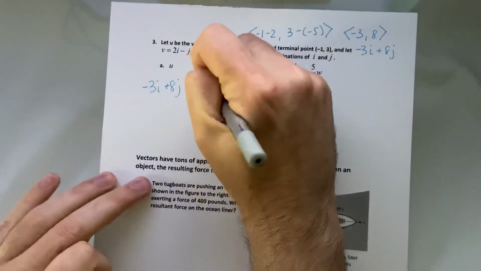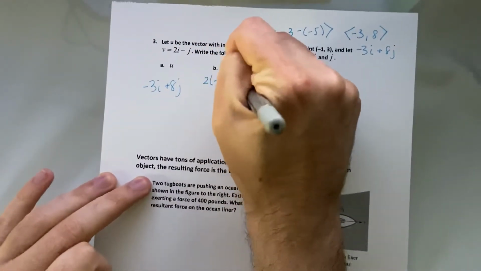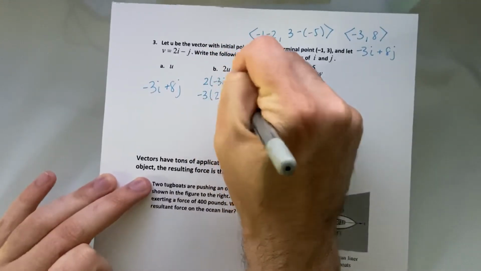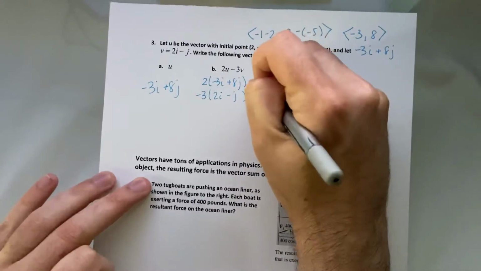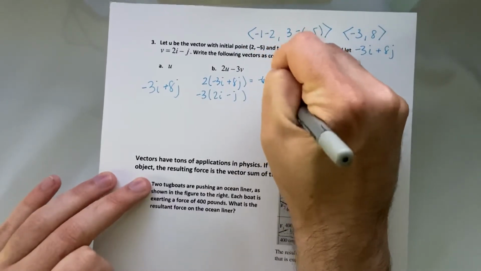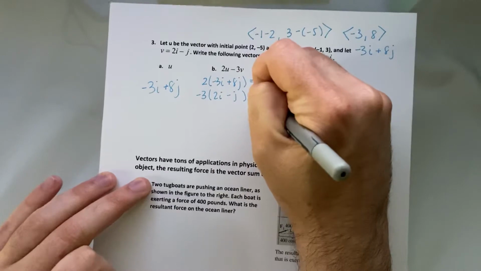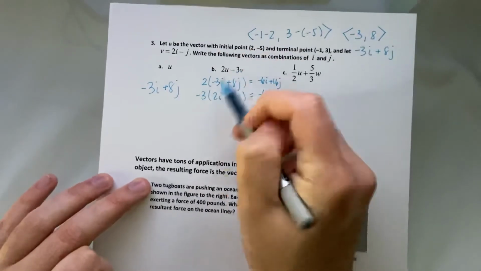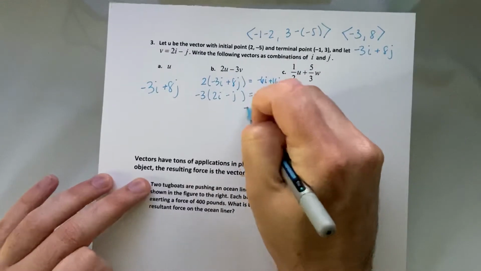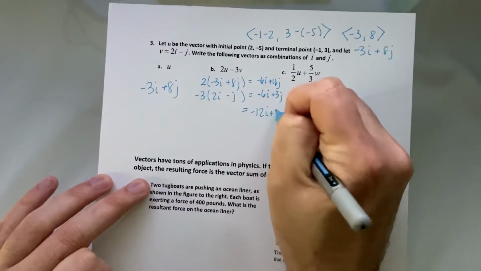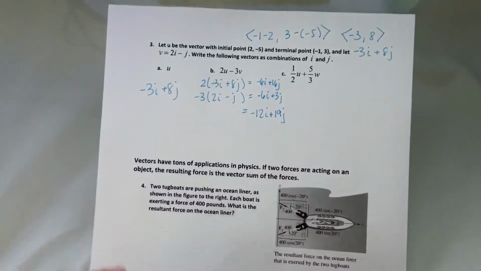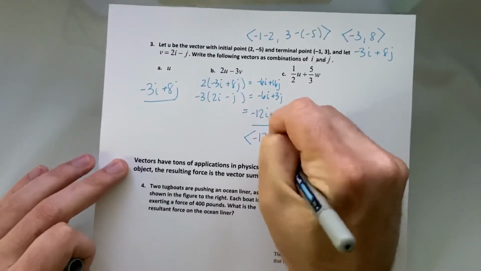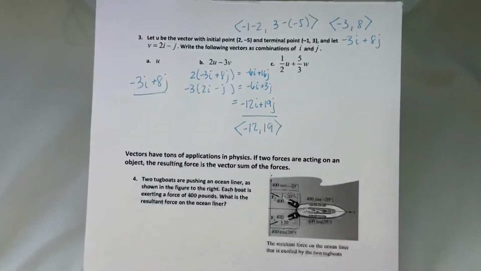Now 2u minus 3v. So I've got 2 times (-3i plus 8j), and -3 times (2i minus j). That would be -6i plus 16j. This one is -6i plus 3j. Since I already distributed the negative here, I'm adding. Total, that's -12i plus 19j, which would be the same thing as writing (-12, 19) as a vector.